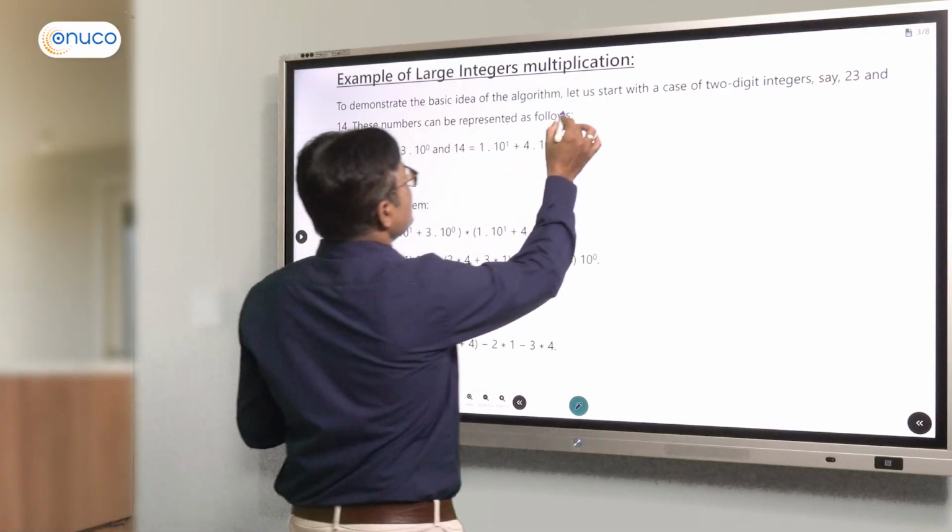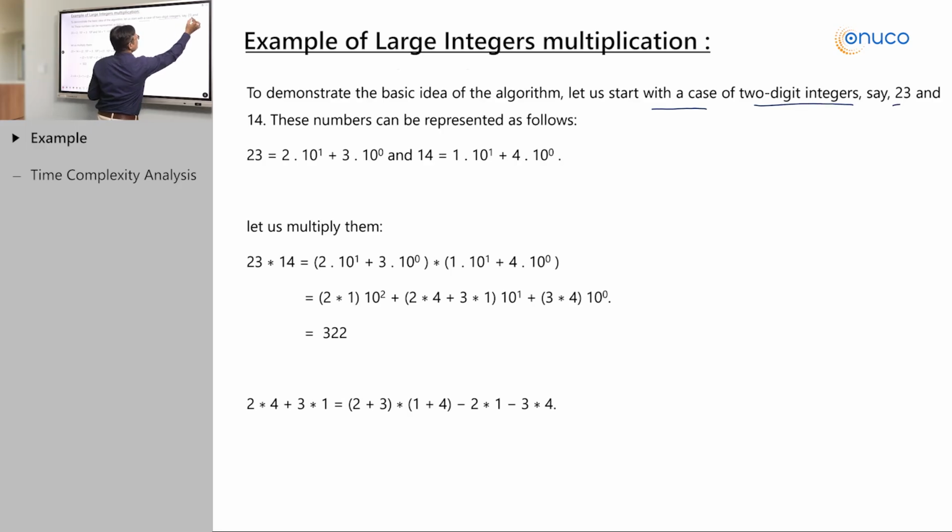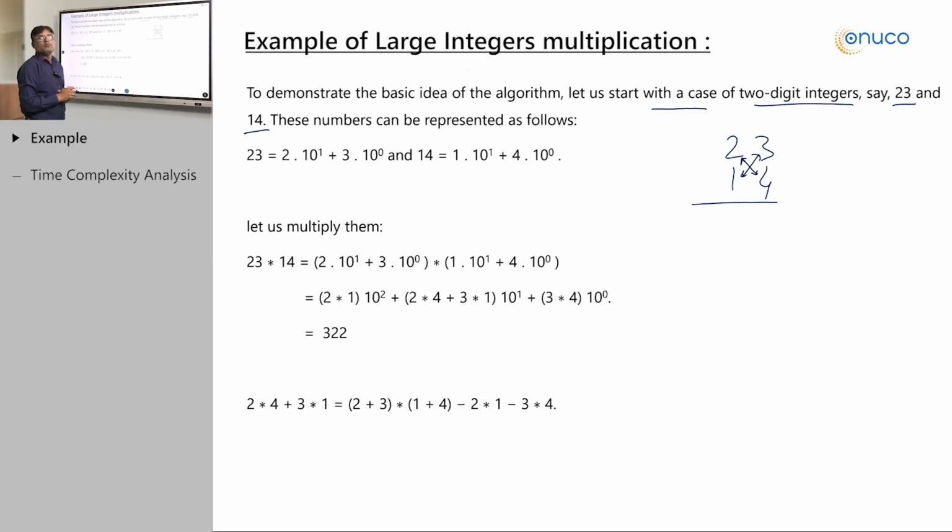To demonstrate the basic idea of the algorithm, let us start with a case of 2-digit integers. Say we have 23 and 14. When you multiply 23 and 14, generally we multiply 3 and 4, then 2 and 3, 2 and 4, and 1 and 3. So this is the basic idea of multiplication.